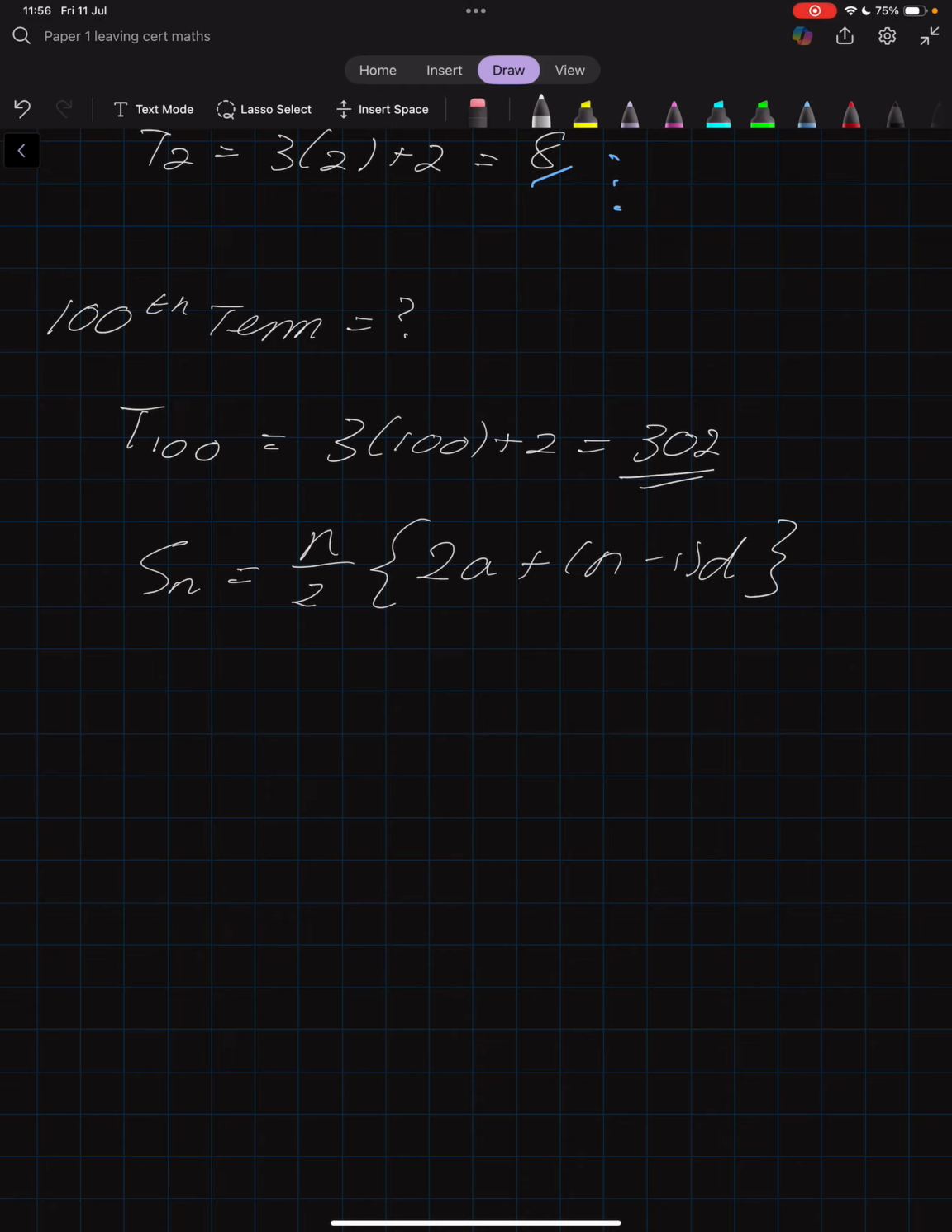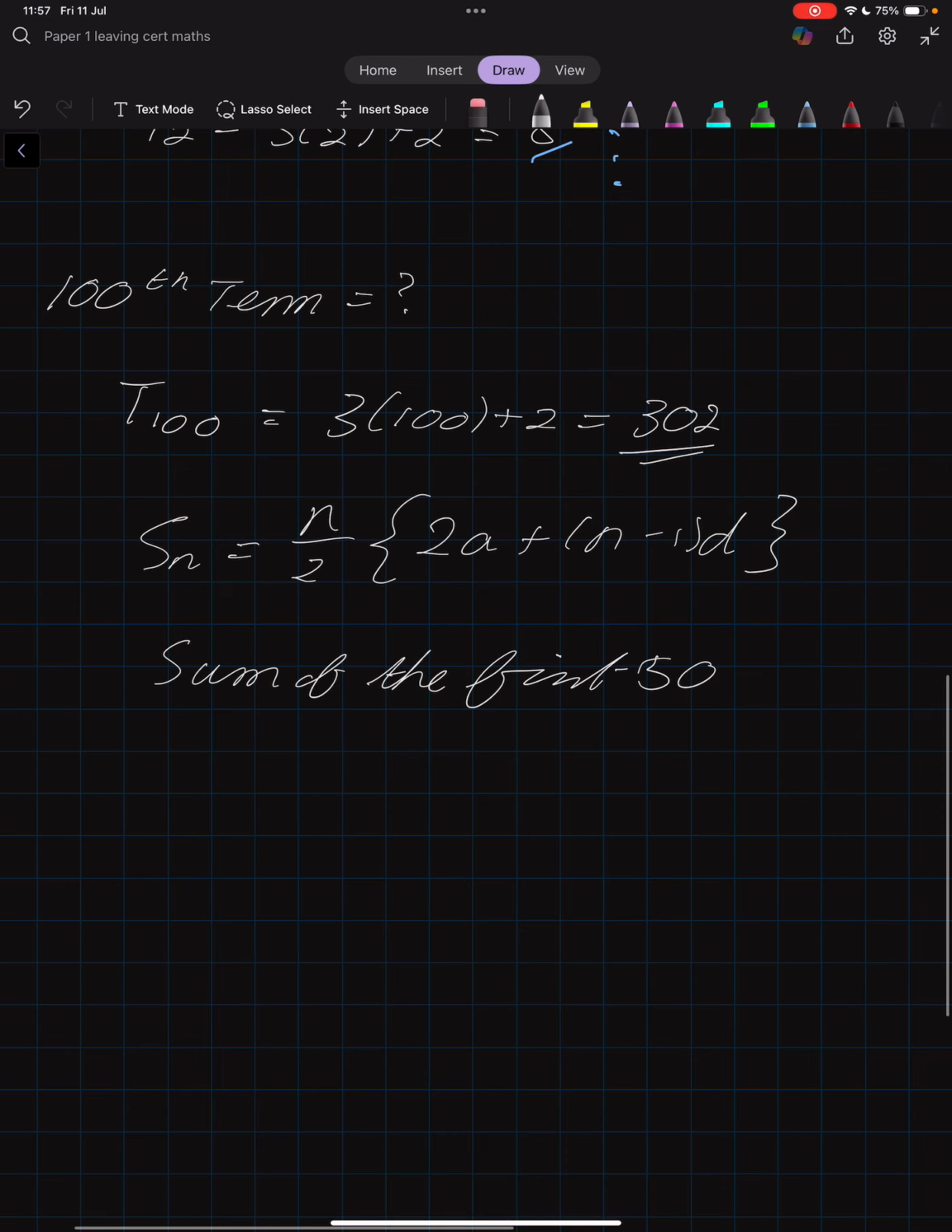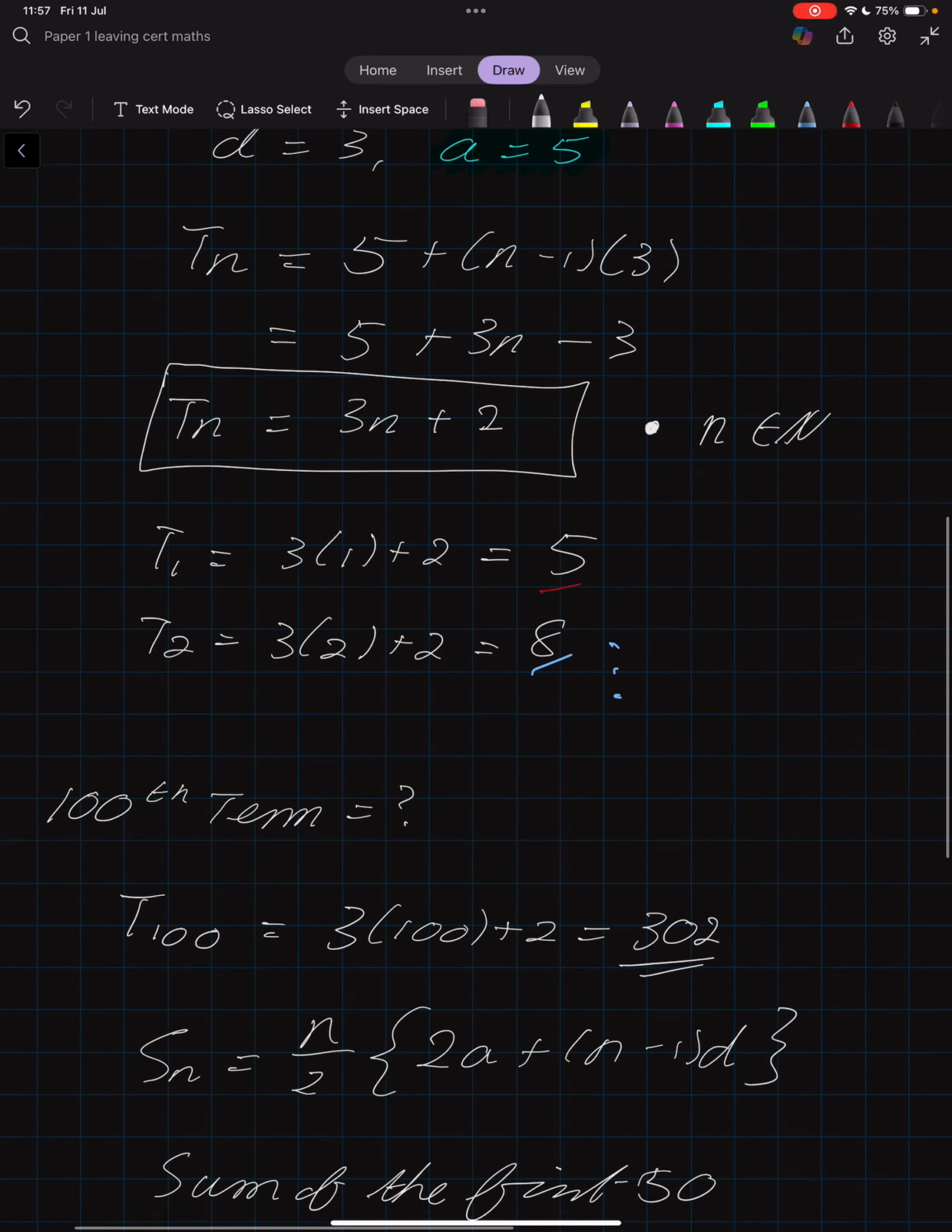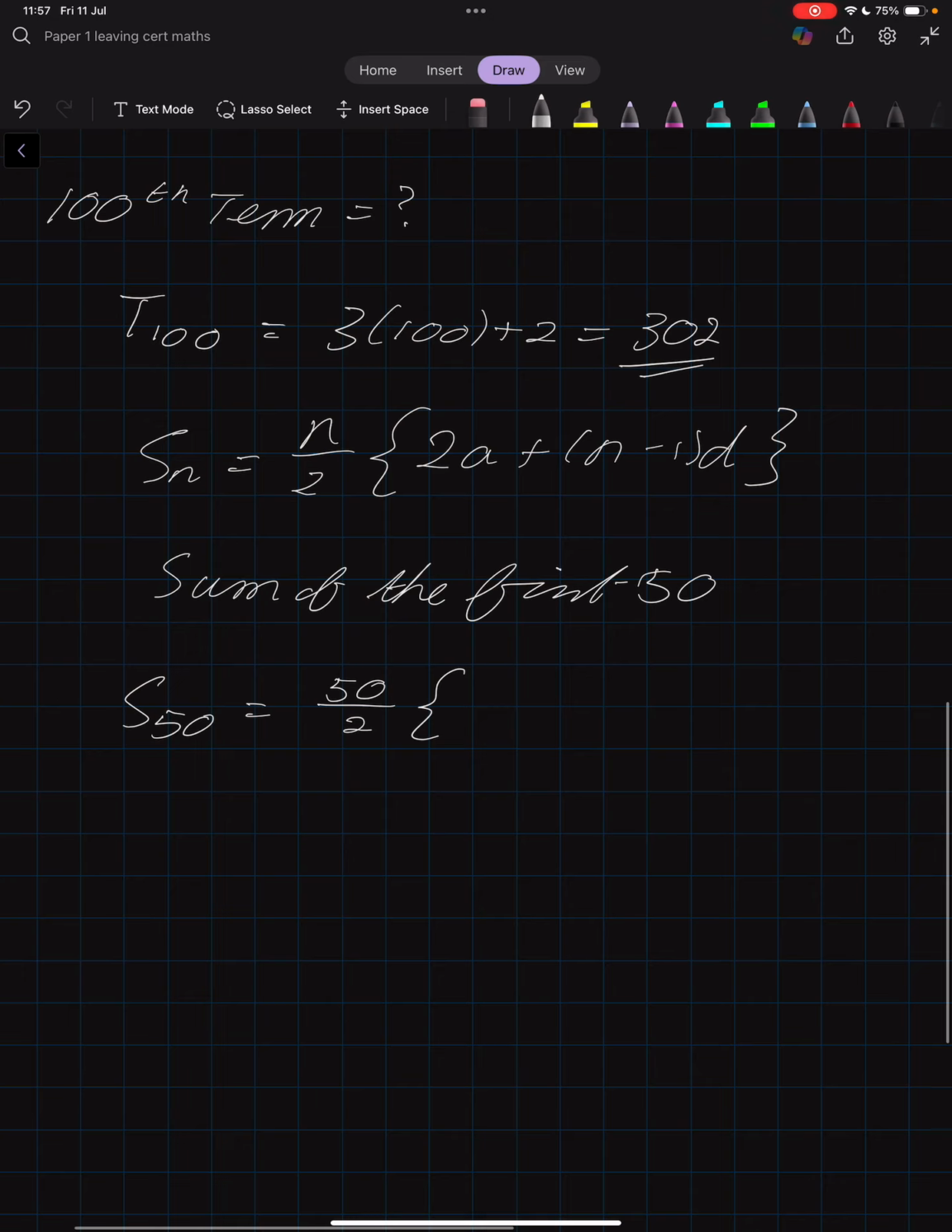If I asked you what is the sum of the first 50 in our sequence up here, you would say that's S50, which is equal to 50 over 2 times 2a. So a is 5, so 2 times 5 is 10.